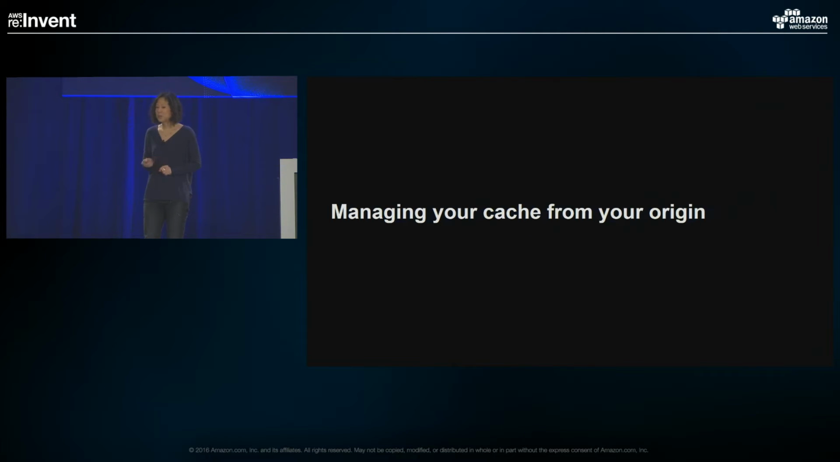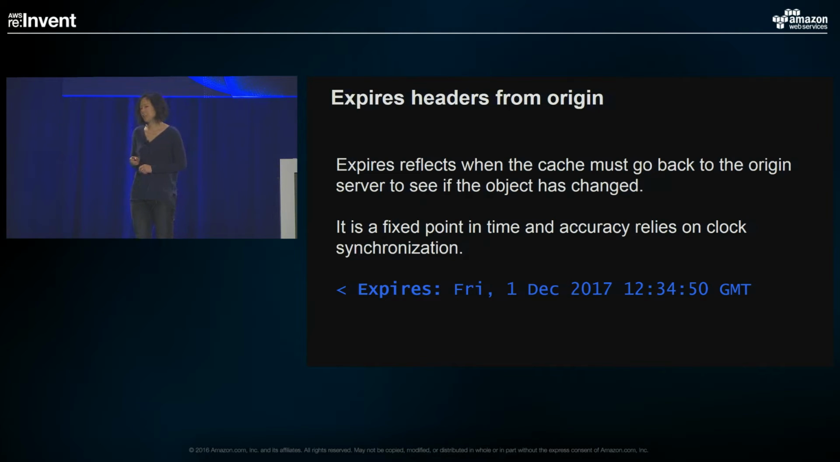So how would you tell us what to cache and for how long? You can use the Expires header. This is part of HTTP 1.0. We do honor the Expires header, but it does come with a couple of different gotchas. It's a fixed point in time. The accuracy relies on clock synchronization. And if you're using an S3 origin, it's typically a value that was set by somebody when you first uploaded the object to S3. So you can actually have a last modified date that is after an expires date. Those are a couple of things that we warn about, and so it may not be something that you necessarily want to use.